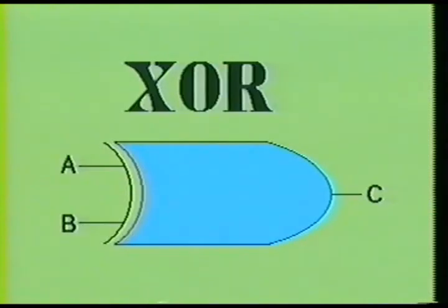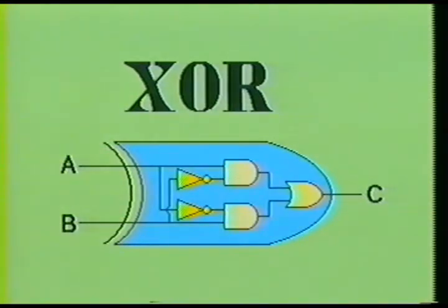The first gate we shall observe is the exclusive OR gate. The exclusive OR gate is the most widely used in the exclusive logic family. This gate is used frequently in digital arithmetic circuits. Here we see an equivalent circuit of the exclusive OR gate. Notice that it consists of 2 inverters, 2 AND gates, and 1 OR gate.